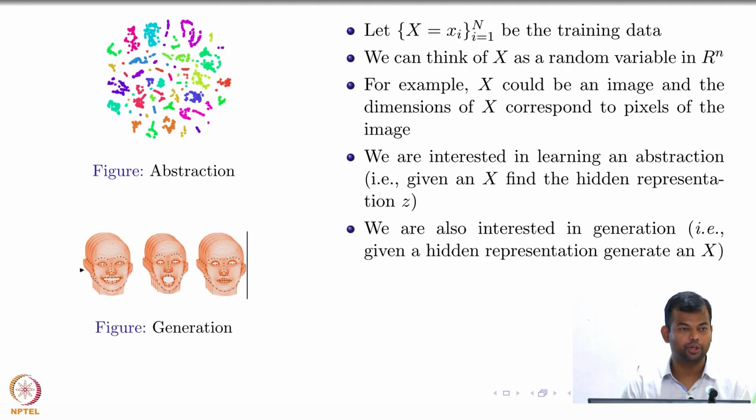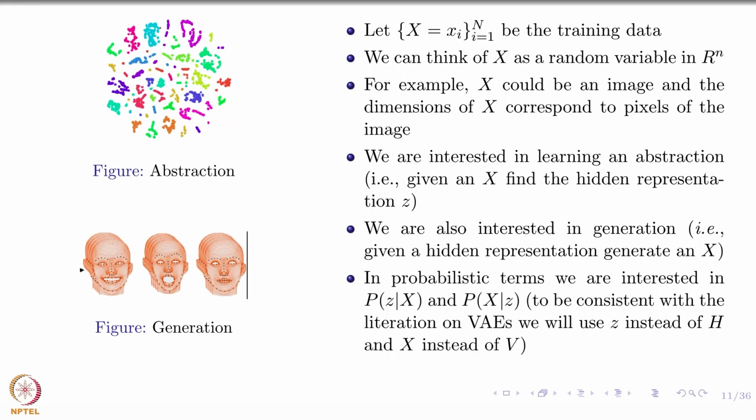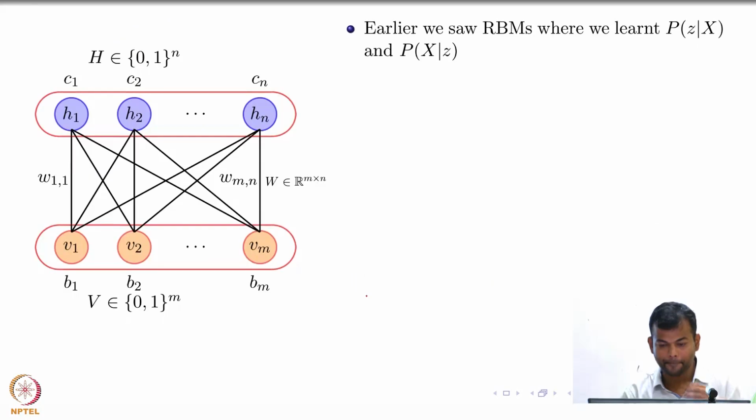And the other thing that we are interested in doing is generation, that if I give you a hidden representation, you should be able to generate data back from it, right? So suppose I'd learned hidden representations for faces. Now if I give you a hidden representation, you should be able to give me faces back, okay? So these are the two things that we are interested in. And in probabilistic terms, what we want is a distribution over the latent variables given the observed variables, and a distribution over the observed variables given the latent variables, right? This is the drawback or the limitation that we had in autoencoders, and this is what we want to fix in variational autoencoders, okay?